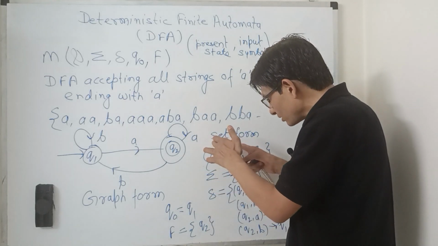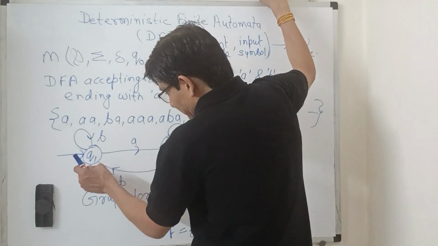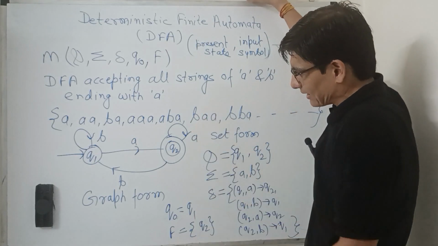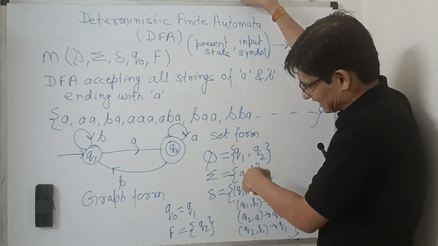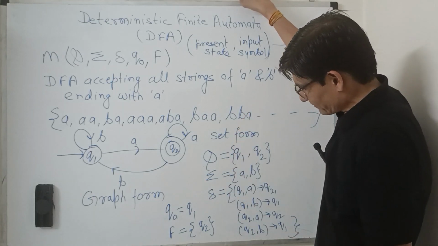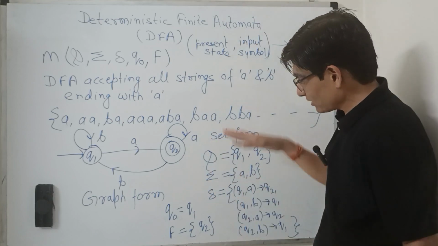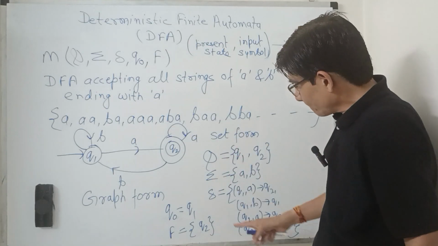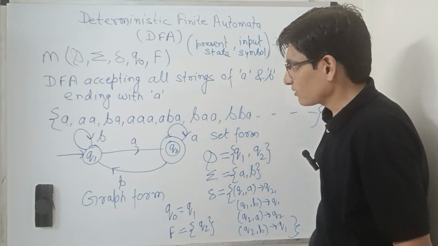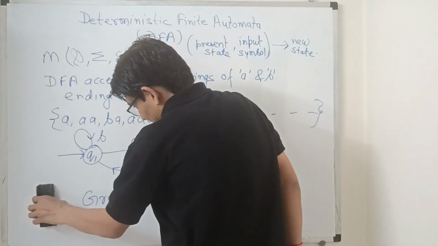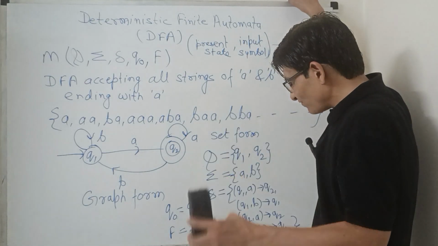If you provide the solution in set form, or in graph form, both are correct. You need to make either the graph or the set. This is how you can create a DFA for a particular language. Now there is one more representation of this transition set, and I will tell you what it is. I hope it is clear.